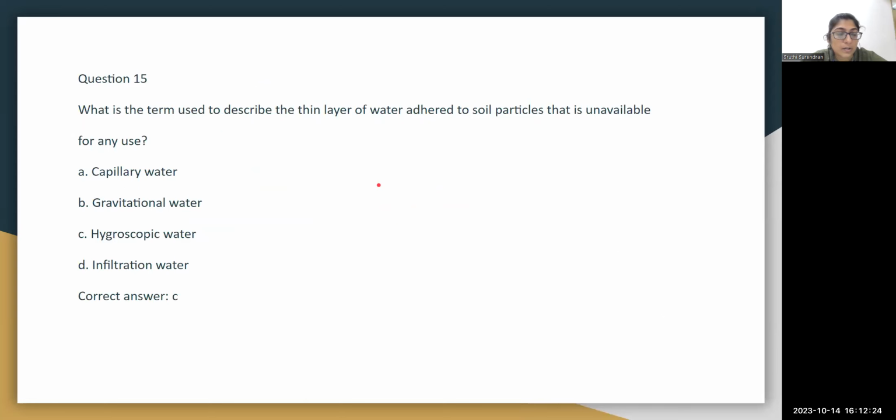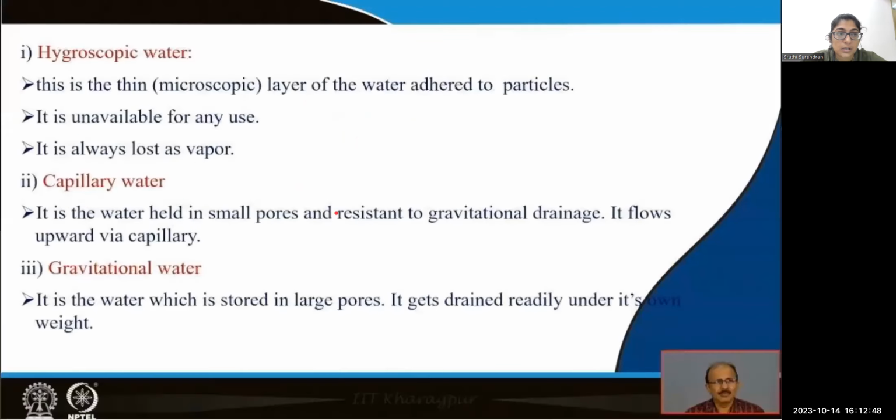Then another focus area is the types of water. What is capillary water, gravitational water, hygroscopic water? So they will ask questions by giving the definition of the water. In this case, what is the term used to describe a thin layer of water that is adhered to soil particles that is unavailable for any use? It's a question. It is hygroscopic water. So hygroscopic water is the layer of water that is adhered to particles and which is not available for any kind of use. It cannot be taken up by plants, or it cannot evaporate in the form of water vapor also.